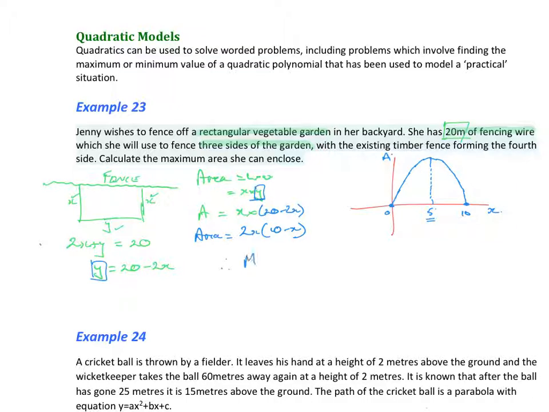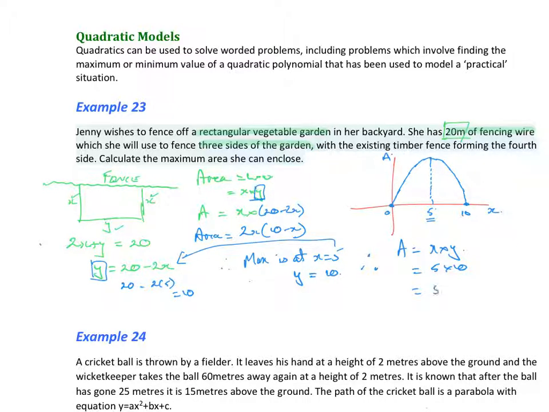Therefore the maximum is at x equal to 5, and if x is equal to 5, substitute that into there, y will equal 20 minus 2 times 5, which is equal to 10. In fact, the dimensions of my rectangle are 5 by 10. Using the rule for my area, the area is length times width, which is 5 times 10, which is 50 metres squared of area.